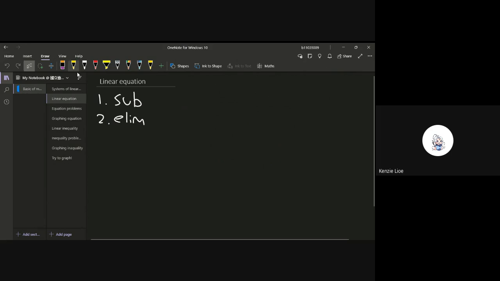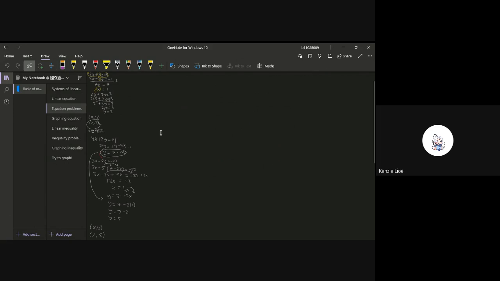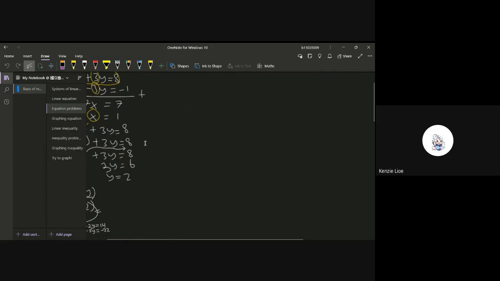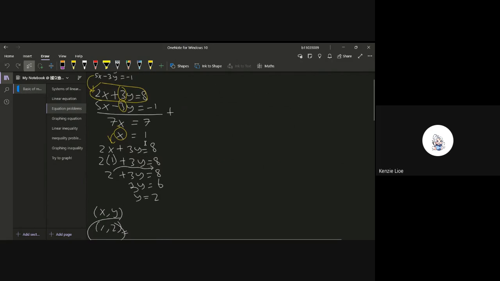And then for the linear equation, to solve the problem, you can use two methods. The first one is the substitution. The second one is the elimination. So this is what the problem looks like. It's basically from my students, from my video.